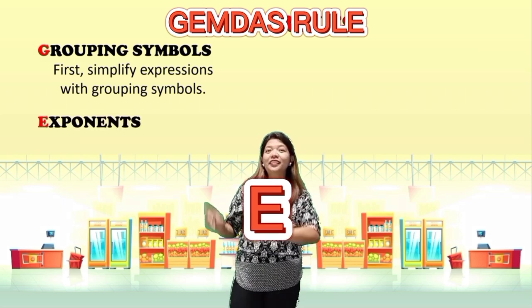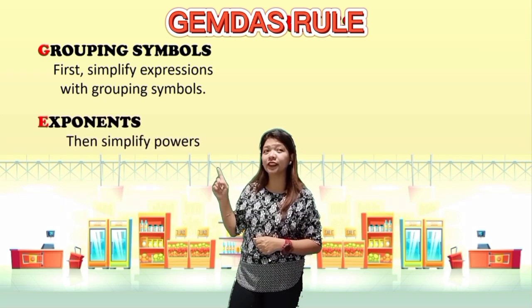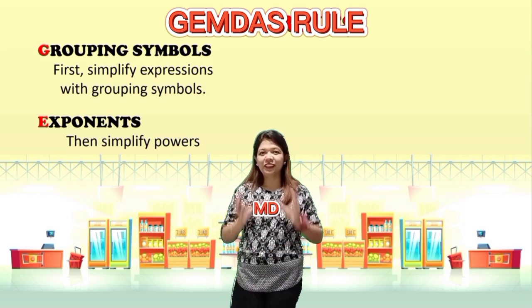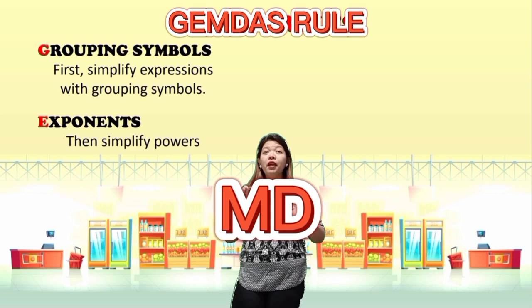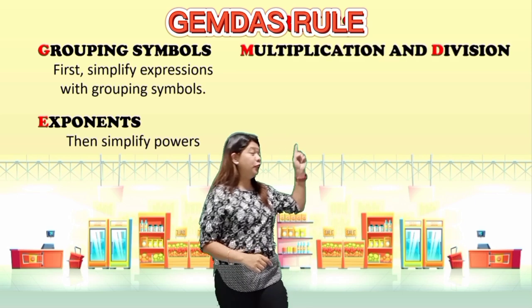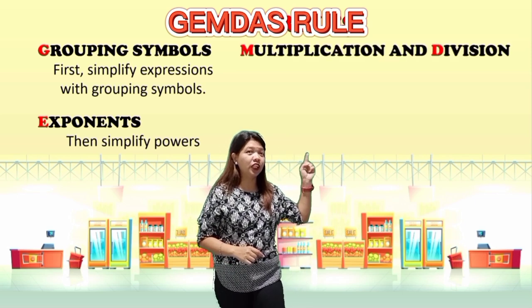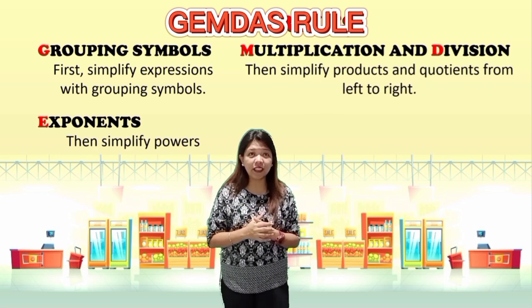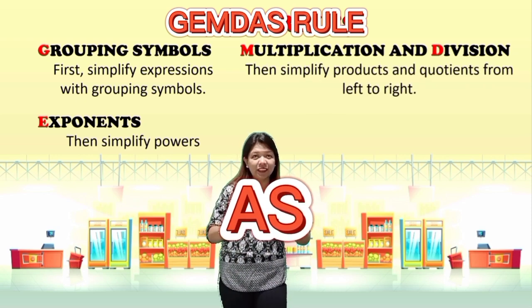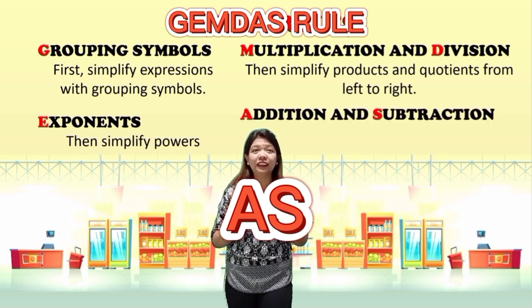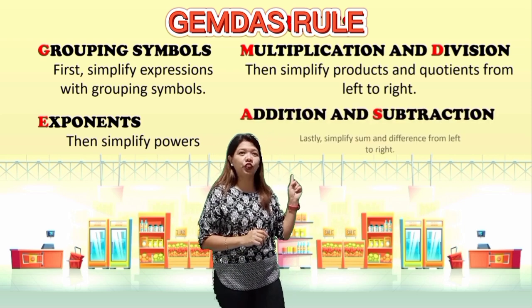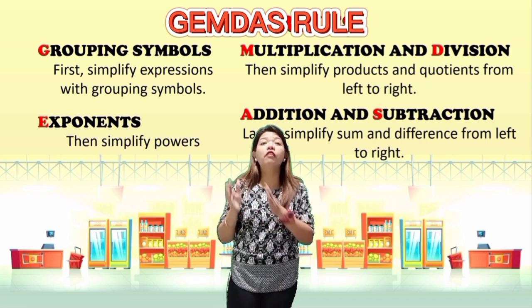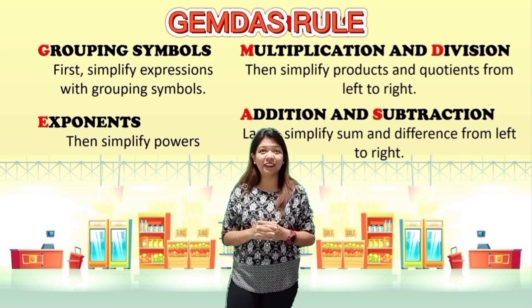Letter E, exponents, then simplify powers. Letter M and letter D, multiplication and division. Simplify products and quotients from left to right. A and S, addition and subtraction. Lastly, simplify the sum and difference from left to right.